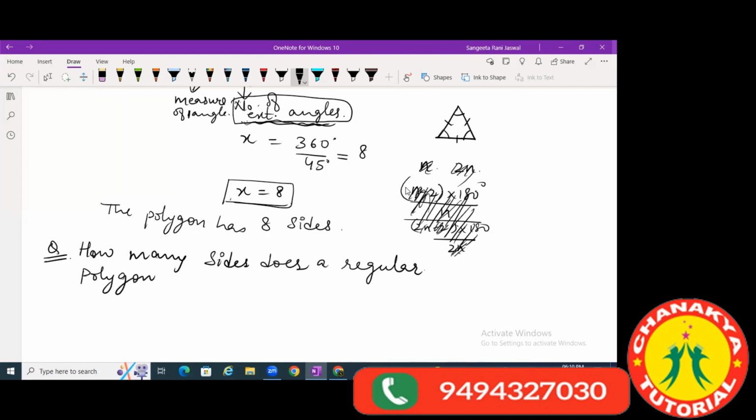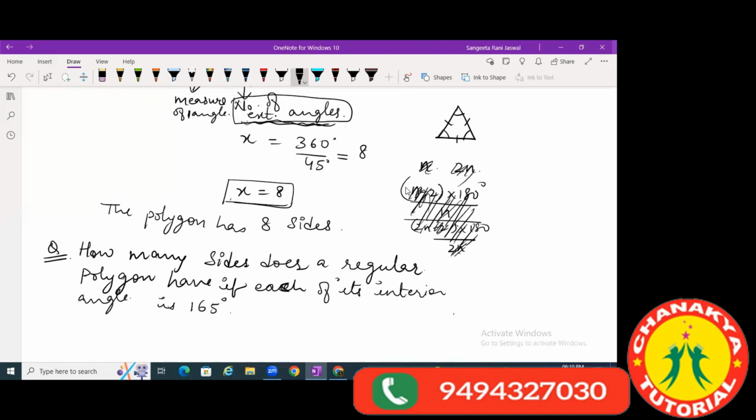How many sides does a regular polygon have if each of its interior angles is 165 degrees? Ma'am, this question. How many sides does a regular polygon have if each of its interior angles is 165 degrees?